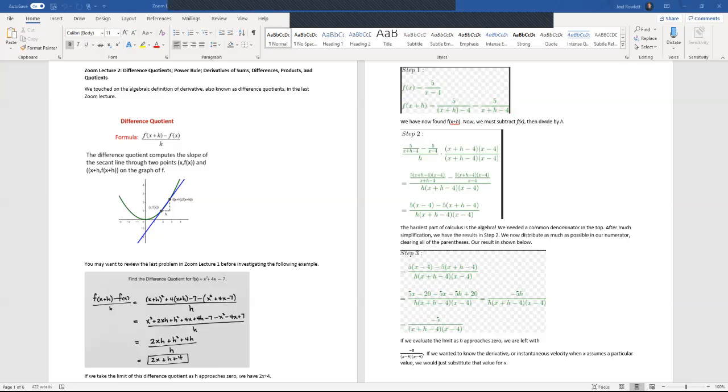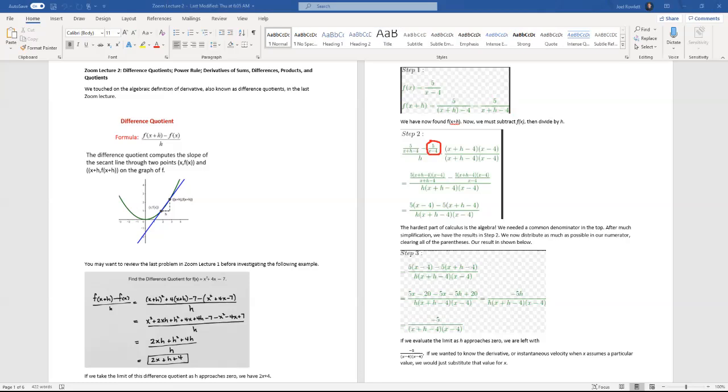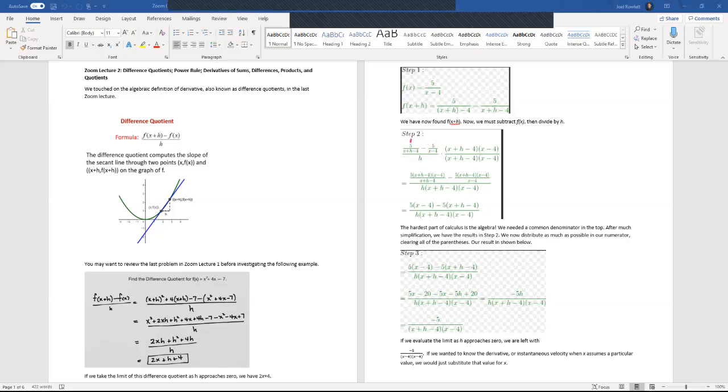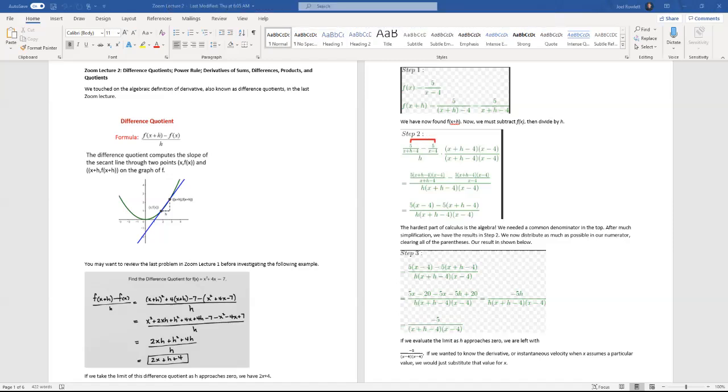The second thing we have to do to find the difference quotient is we have to subtract f of x. Well, again, f of x for this problem is 5 divided by x minus 4. And we have to put that all over h. So here we have f of x plus h minus f of x divided by h.